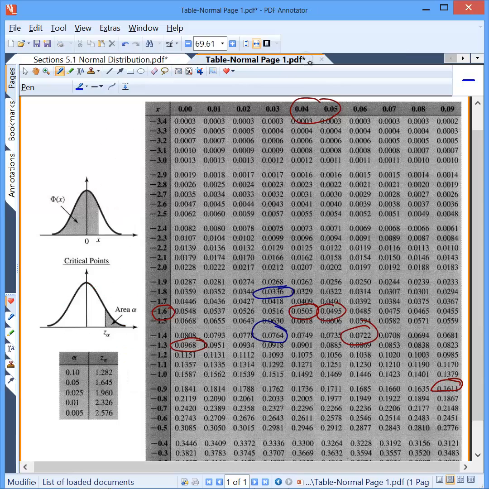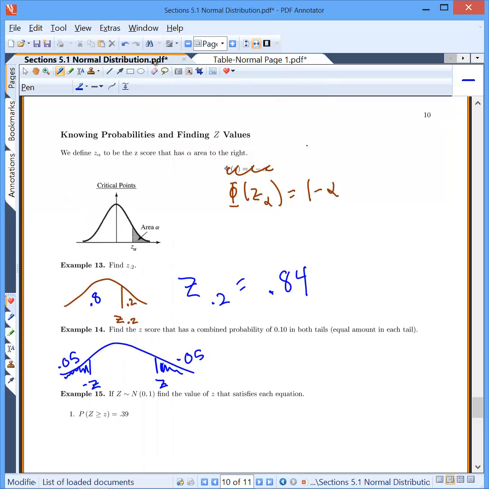Now, if you just decided to go with negative 1.64 or negative 1.65, both of those answers would be correct because neither one was closer. But I am going to go with negative 1.645. So if this value is negative 1.645, then this positive z-value is also 1.645. So z equals 1.645.